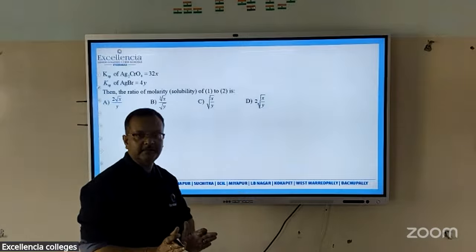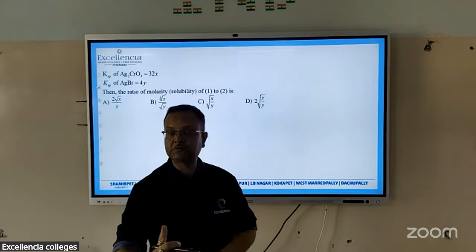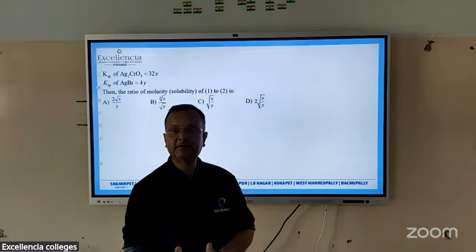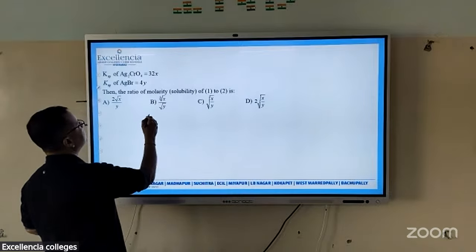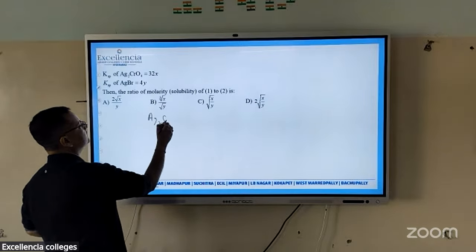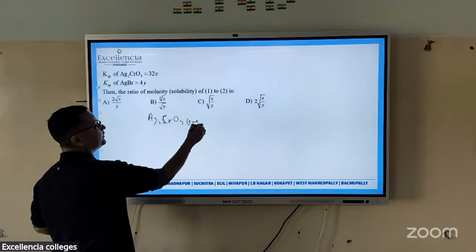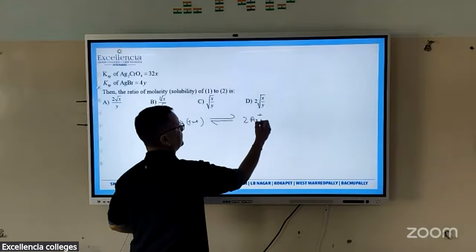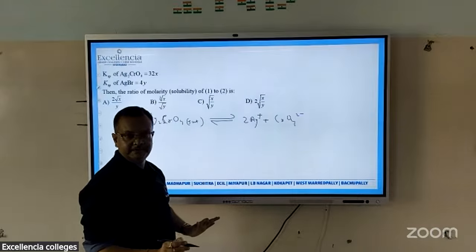There can be two types of questions framed in this topic, but in this question these two salt solutions are separated. They are not mixed up in the same container. So it is not a question of simultaneous solubility, but a separate question. First, we have silver chromate saturated solution at equilibrium. These ions are there, 2Ag plus and chromate ion, and these two are at equilibrium with each other.